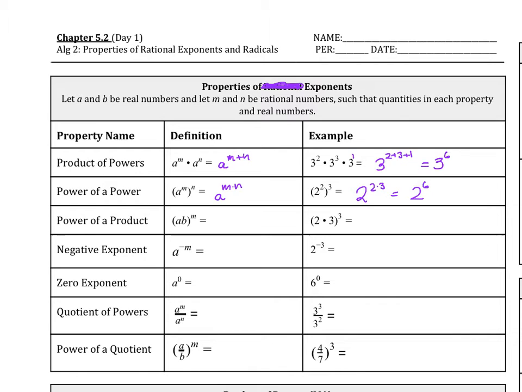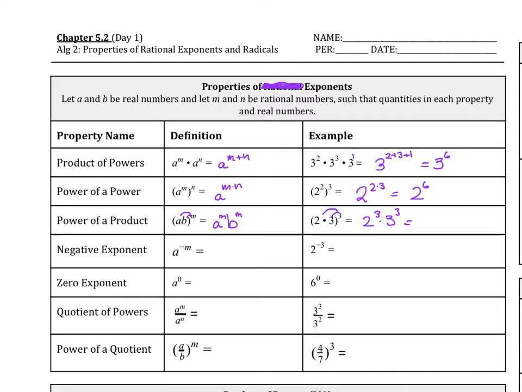Next we have power of a product. So what we can do here, when you have a times b raised to the m, we can distribute that exponent to both things inside. So a to the m, b to the m. And then we'll apply this same property. So here, this is going to be 2 cubed times 3 cubed. And that's all we need to do, right? We don't have to evaluate that all the way.